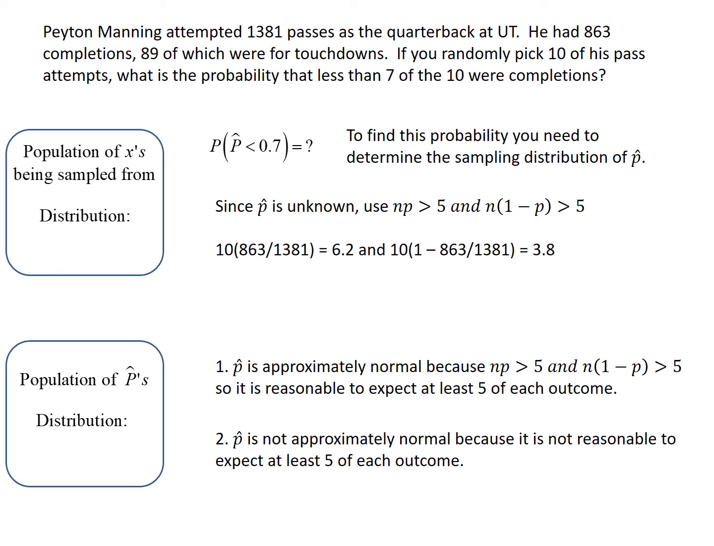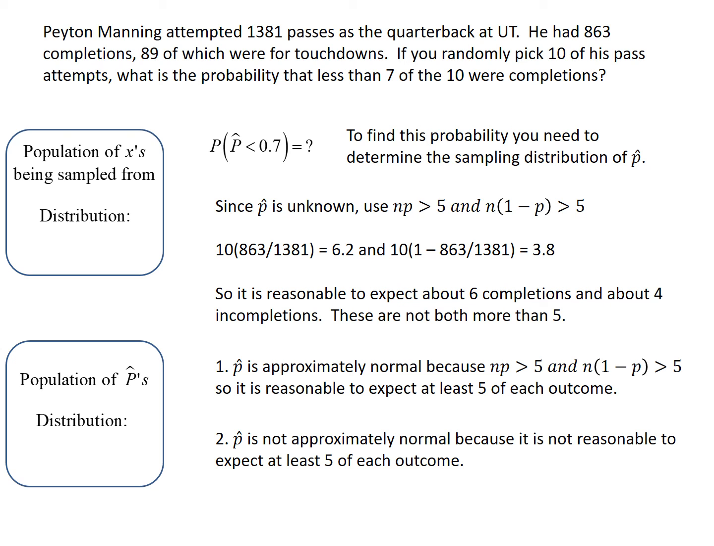So if we pick a random set of 10 passes, we expect a little over 6, so about 6 completions of the 10 and 4 that are incomplete. That's not more than 5 of each. So p hat is not going to be approximately normal, and we're stuck. Period. We don't know the distribution of p hat, so we cannot find this probability.